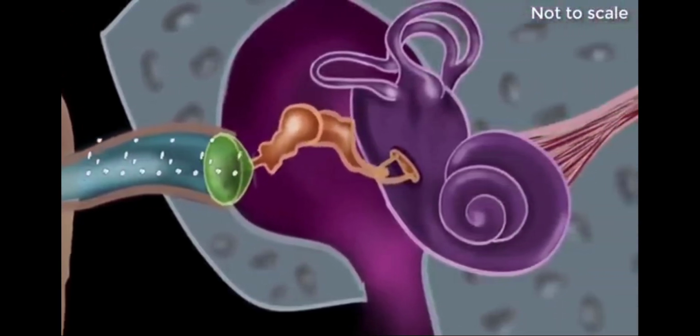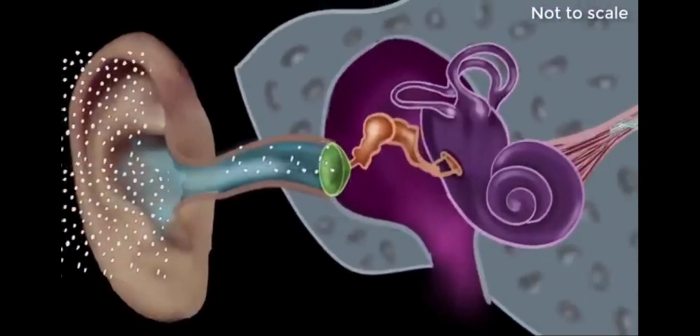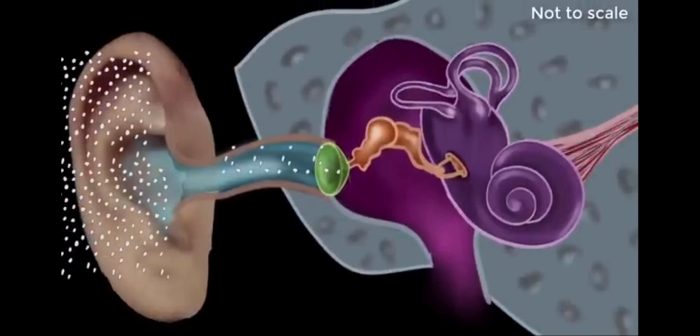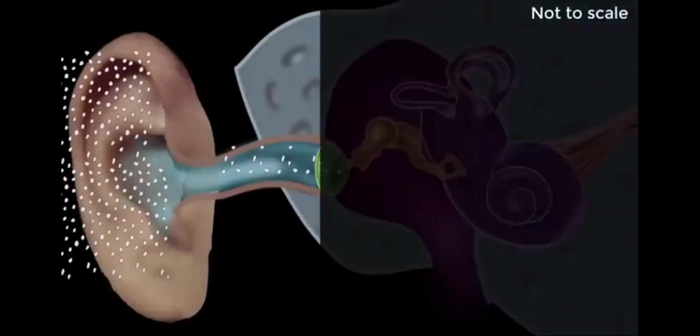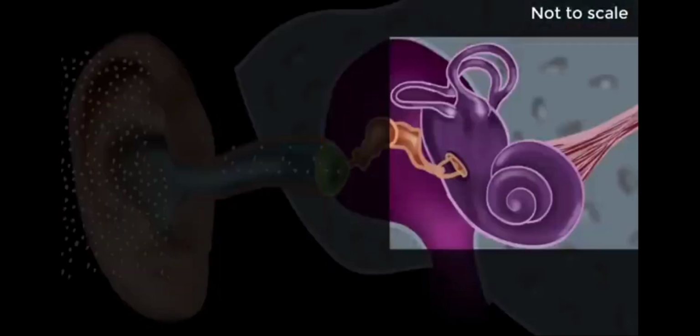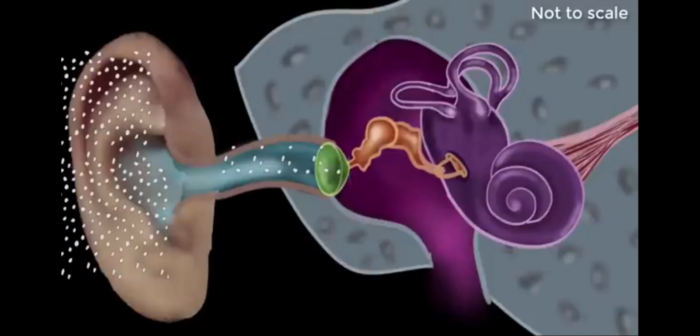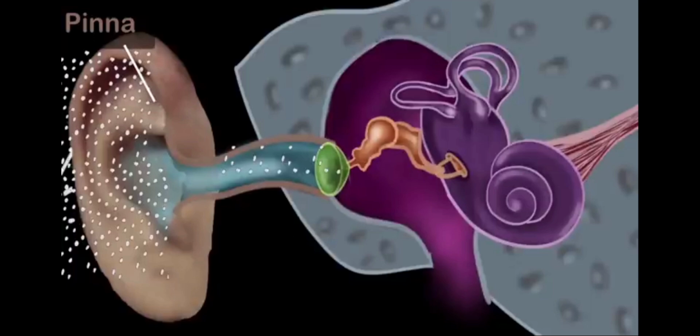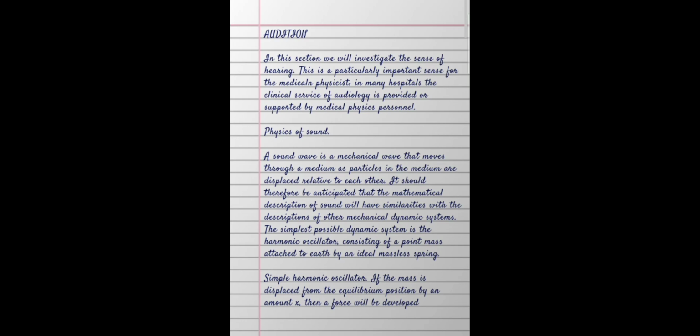First, the outer ear, second, the middle ear, and third, the inner ear. The outer ear is the part you see and touch. The outer ear's job is to collect as much sound as possible. So let's repeat the whole scenario in my notebook.